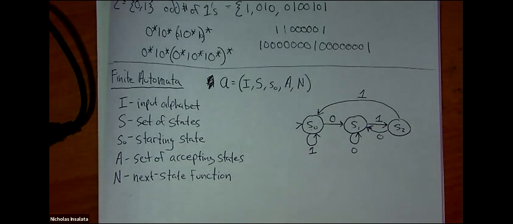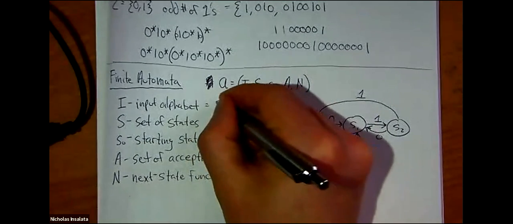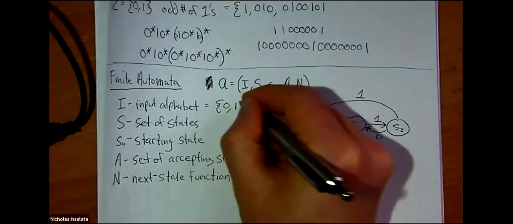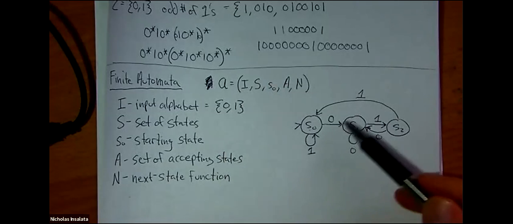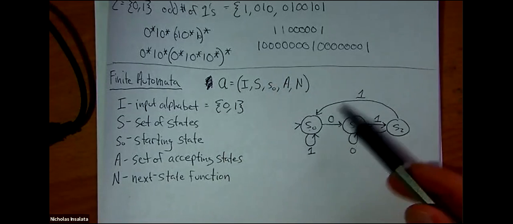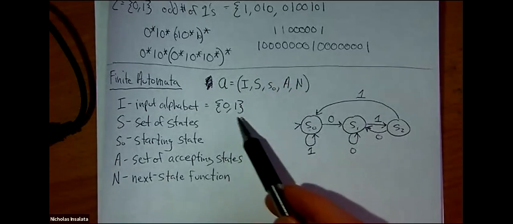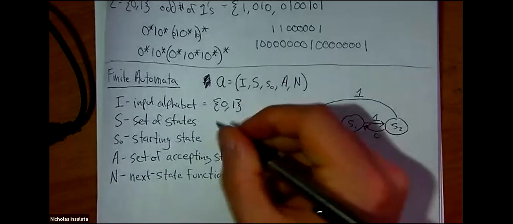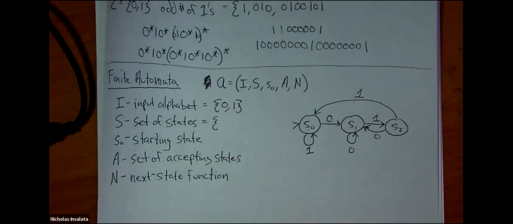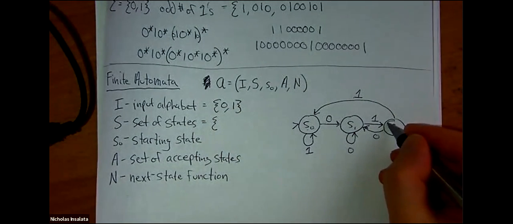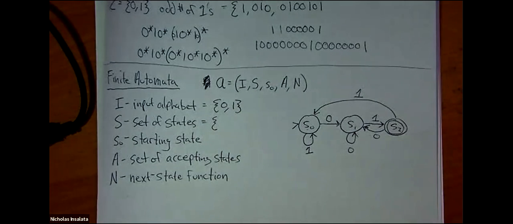So in this case, my input alphabet is going to be the set 0, 1. The input alphabet are the different labels on my arrows. Since I have 0s and 1s labeling my arrows, that's my input alphabet. What do you think the set of states is going to be in this example? Any idea what the set of states would be?